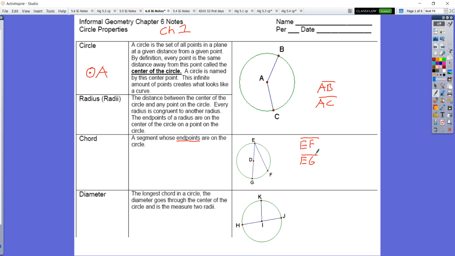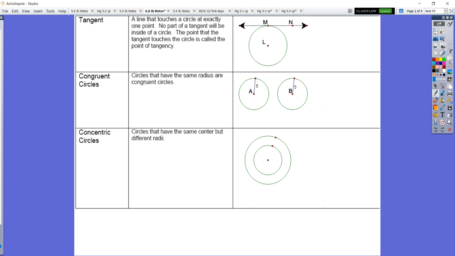All right, and that leads us down to talking about diameter. Diameter is the longest chord of a circle, and it is a chord that goes through the center of the circle. My diameter for this circle right here would be HJ because it goes right through the center. So that chord would be our diameter. Just some circle basics today for starting chapter 6.